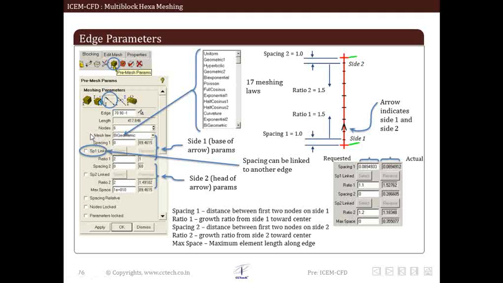We can give spacing of the first node from the beginning of the edge, the first cell height. When an edge is selected, an arrow appears along the edge. Spacing 1 refers to the parameter at the beginning end of the arrow, and spacing 2 refers to the end where the arrow is pointing. Ratio is the growth rate from one cell height to the next. Here also, ratio 1 refers to parameters at the beginning end of the arrow, and ratio 2 refers to the edge end where the arrow is pointing. We can link the spacing of one edge to another by link spacing.